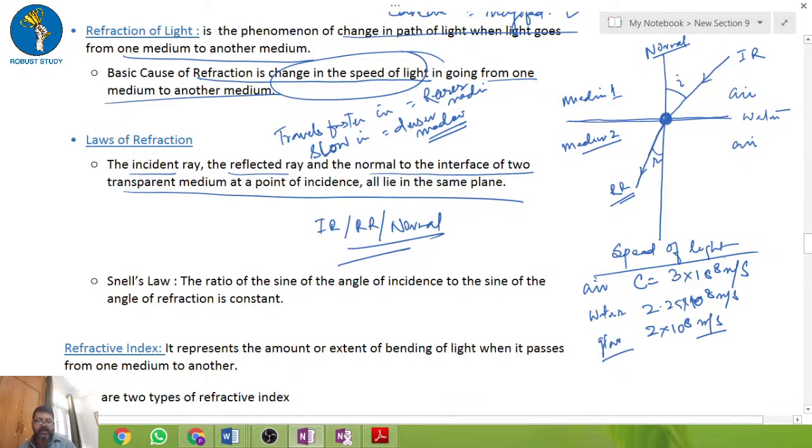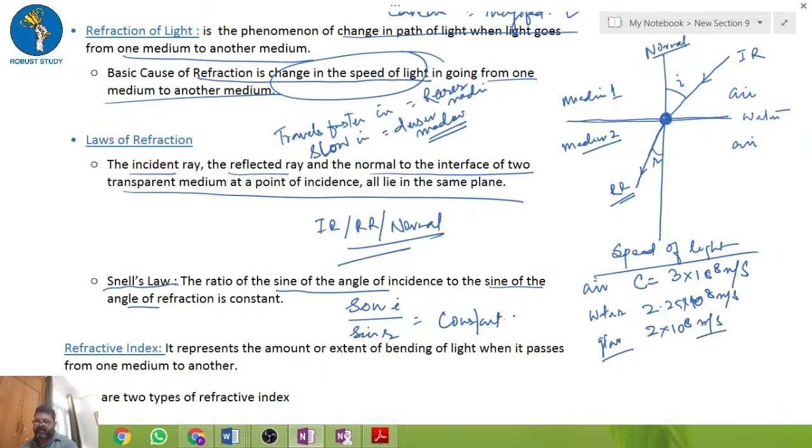The other law is also known as Snell's law. Sometimes the question asks for Snell's law. It is the second law of refraction. It says the ratio of the sine of the angle of incidence to the sine of the angle of refraction, sine i upon sine r, is equal to a constant. Snell's law says that the product of the refractive index and the sine of the angle of incidence at a point in a medium is a constant. Okay, fine. Next, we will discuss the second one.